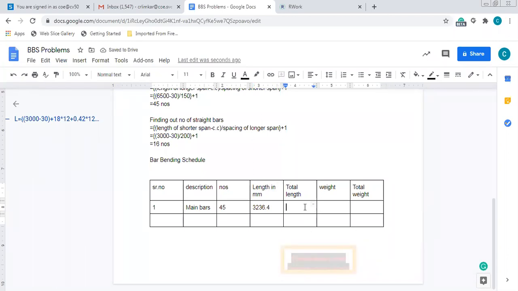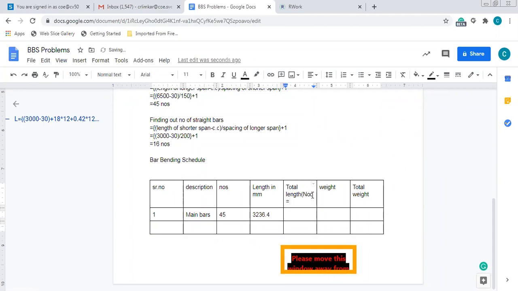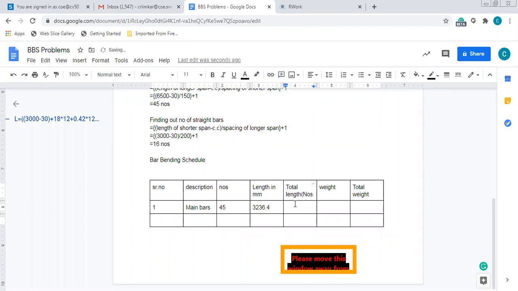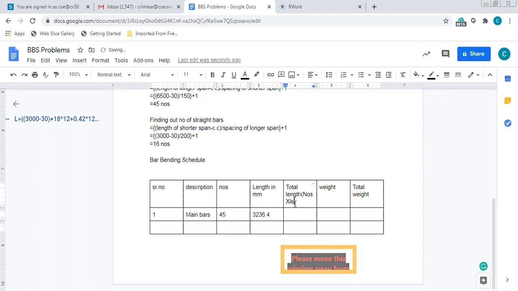Then how are you going to calculate the total length? Total length is nothing but numbers multiplied by length, that means column number 3 multiplied by column number 4, you will get the total length. Then weight of the bar. What is the diameter of the bar? Diameter of bar is 12 mm. So weight of the bar equals, what is the formula we are going to use for determining the weight of the bar? Equals d square. Correct? I will write it, just a minute.